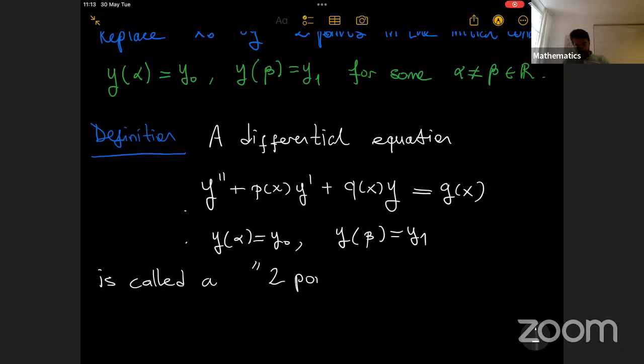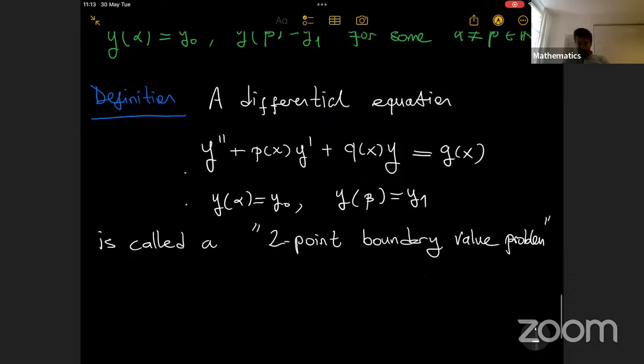So what is the difference from the initial value problem at the beginning of this course? Well, now we have the initial values at 2 points, and the most important thing is that in this case we do not have an existence uniqueness theorem.